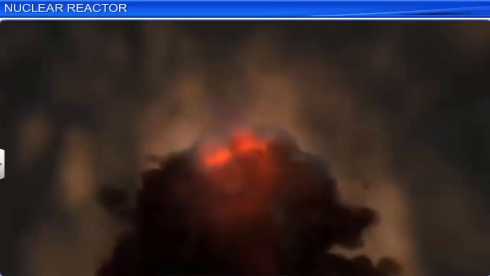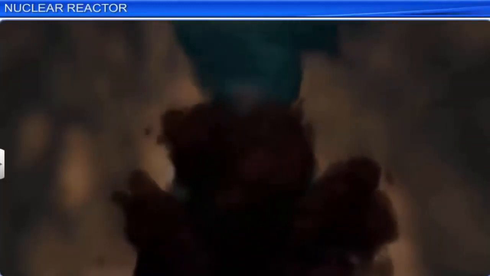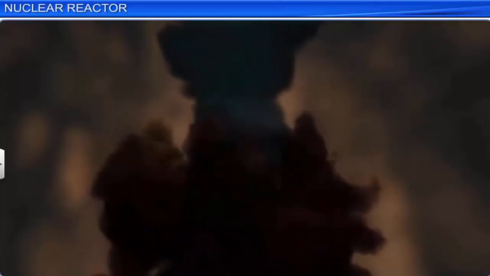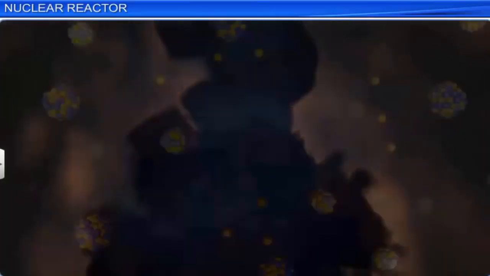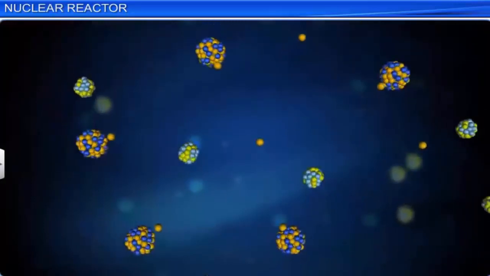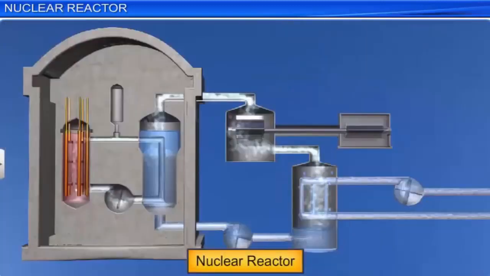The explosion of an atom bomb is an example of a chain reaction. It explodes due to the uncontrolled chain reaction of fissionable materials. If a chain reaction is controlled, we can harness the enormous amount of energy it releases for peaceful purposes, such as generating electricity in a nuclear reactor.